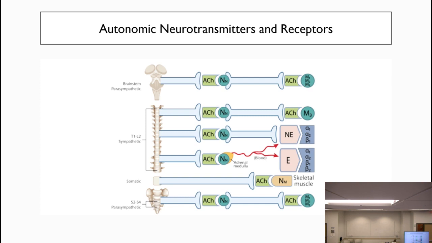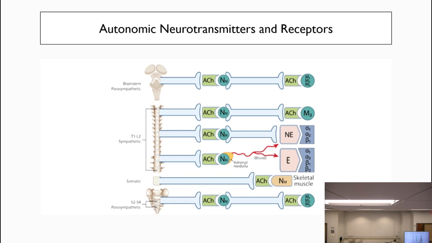And then we have in the center the classic sympathetic pathway. The postganglionic neuron produces norepinephrine, not epinephrine, it's norepi, that binds to alpha-1, alpha-2, and beta-1 only. Norepi doesn't bind to beta-2.